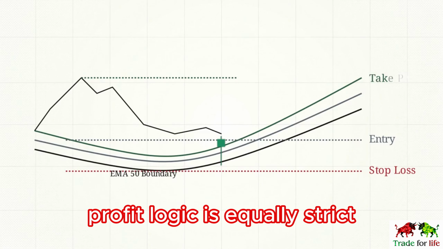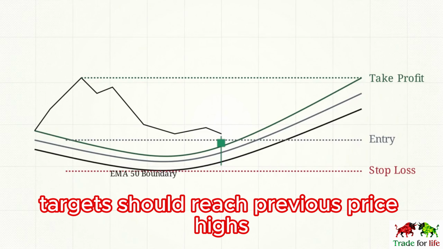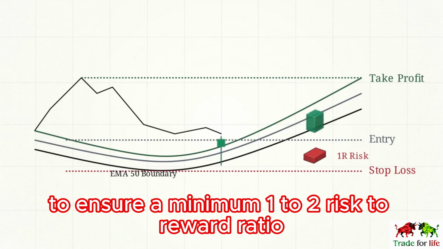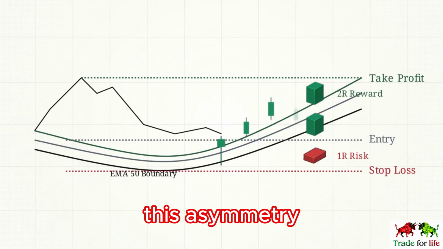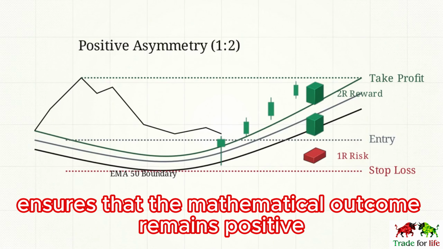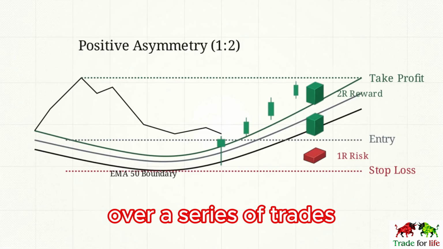Profit logic is equally strict. Targets should reach previous price highs to ensure a minimum 1-to-2 risk-to-reward ratio. This asymmetry ensures that the mathematical outcome remains positive over a series of trades.